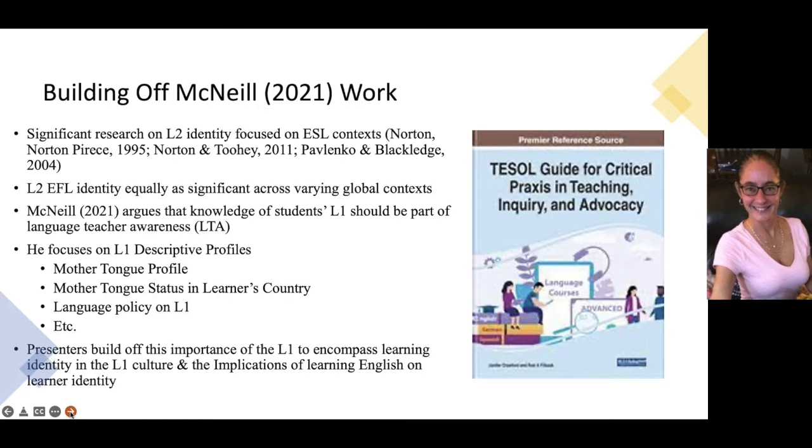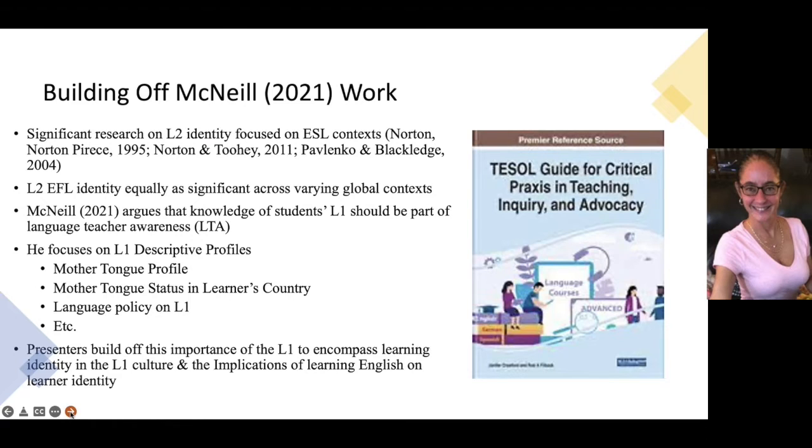And he, in the chapter, focuses on L1 descriptive profiles. So he has a questionnaire that he offers for a mother tongue profile, comparing what the writing system is, what the grammar system is, these very basic things. So a lexical and grammatical profile comes out of that questionnaire. The next questionnaire is mother tongue status in the learner's country. That questionnaire gives you the social status in terms of use.